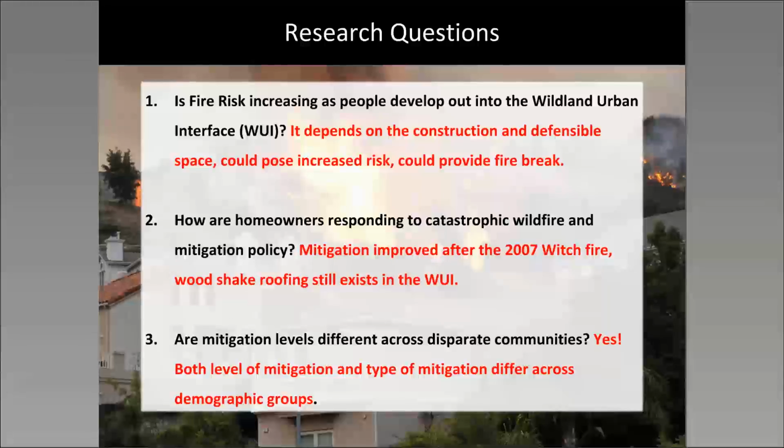How are homeowners responding to catastrophic wildfire mitigation policy? We found that mitigation did improve after the 2007 Witch Fire. However, there is still wood shake roofing in the wildland-urban interface. So there's more going on than a simple case of people not responding to the wildfire. There must be social limitations in place there. So are mitigation levels different across disparate communities? We found yes, they are. Both the level of mitigation and the type of mitigation differed across the demographic groups.